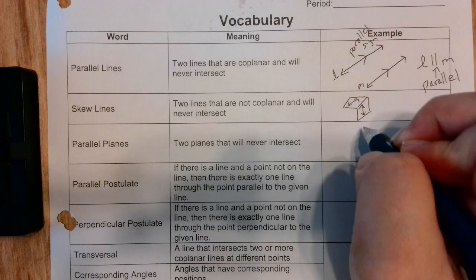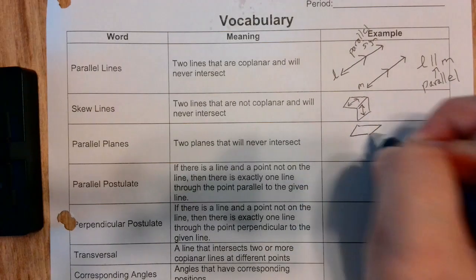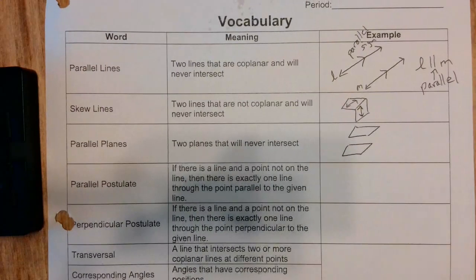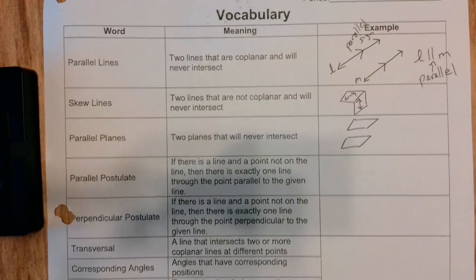Those are parallel planes. So to draw it, it's a little trickier, but picture drawing like the top and the bottom of a box. Those would be parallel.